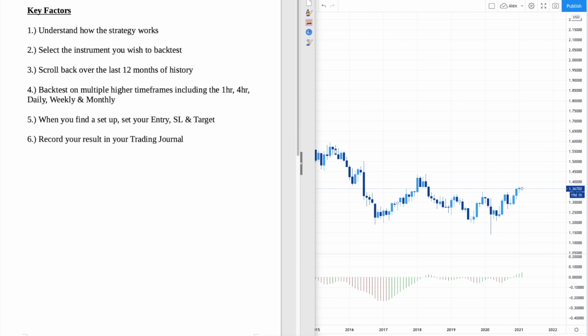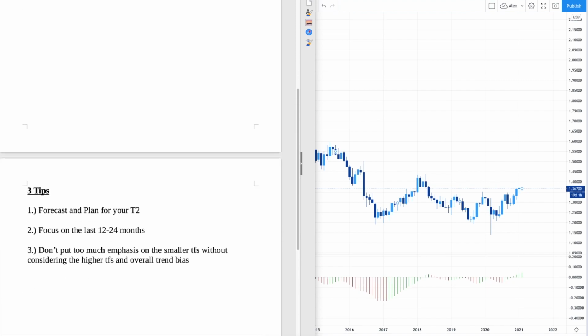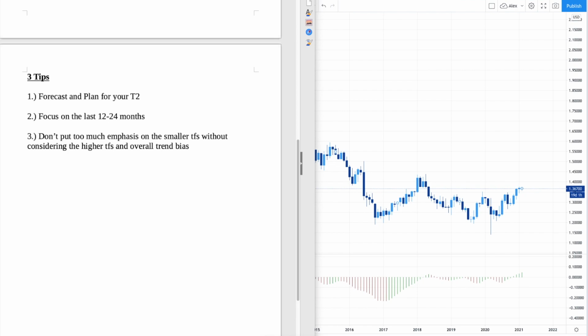Let's quickly scroll to those key facts. I just want to do a quick recap. So 3 tips just to go over them again. When you are planning and when you are backtesting and when you are forward testing and when you're taking trades, the same principles apply. When you forecast and plan, look for a T2. So why do I have a T1 and a T2?